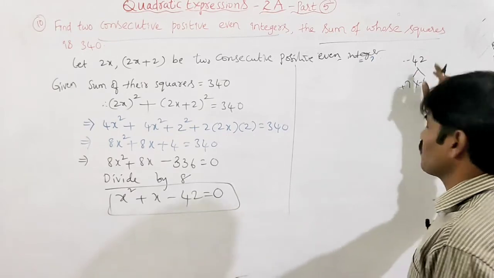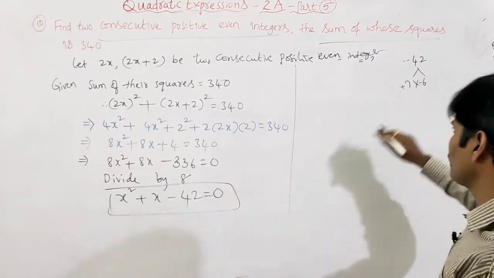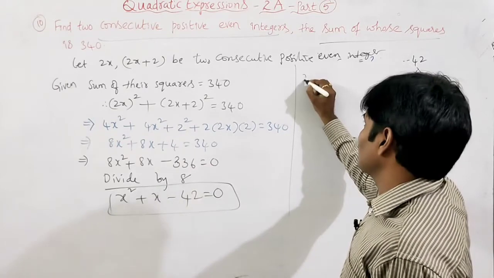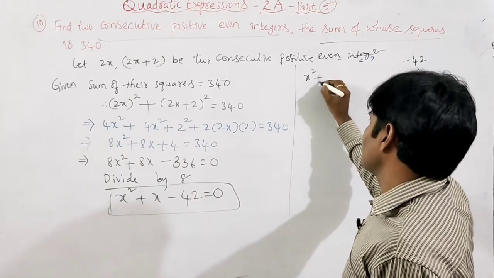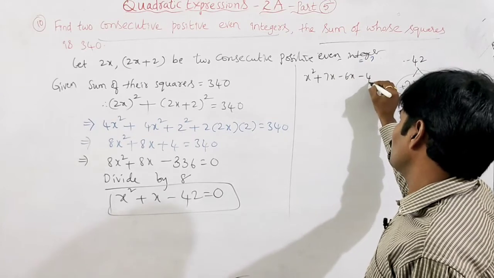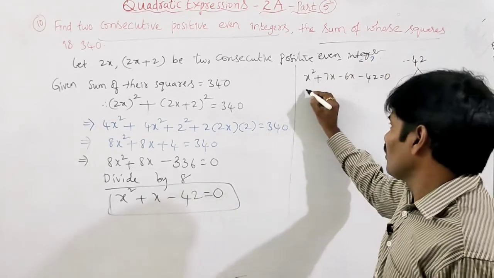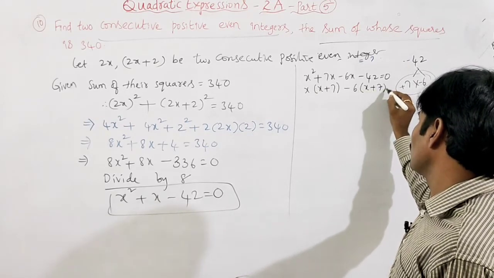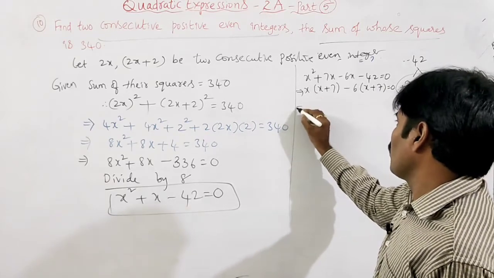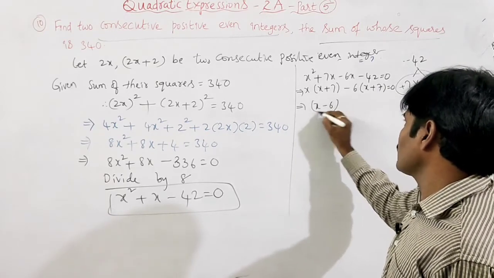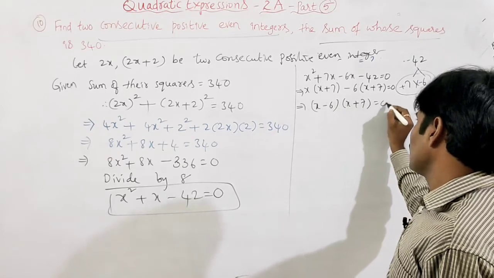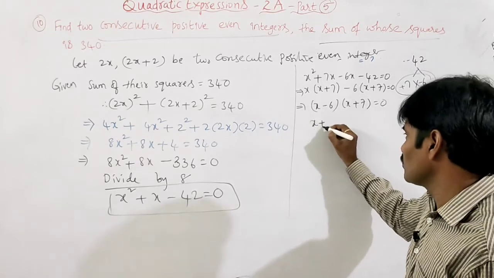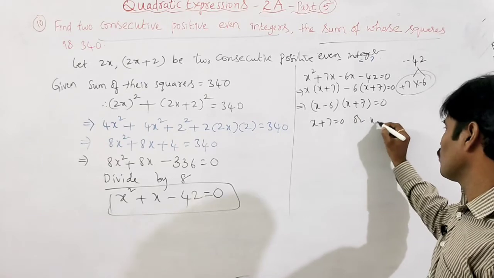Plus into minus, minus. 7 6s are 42. But the sum must be positive, so the bigger number should have the positive sign. So I have taken plus 7 and minus 6. So plus x can be written as x square plus 7x minus 6x minus 42 is equal to 0. Now take x common: x into (x plus 7) minus 6 into (x plus 7) is equal to 0. Now x plus 7 is common and x minus 6 is the remaining factor. The product of two expressions is equal to 0 means either x plus 7 is equal to 0 or x minus 6 is equal to 0.